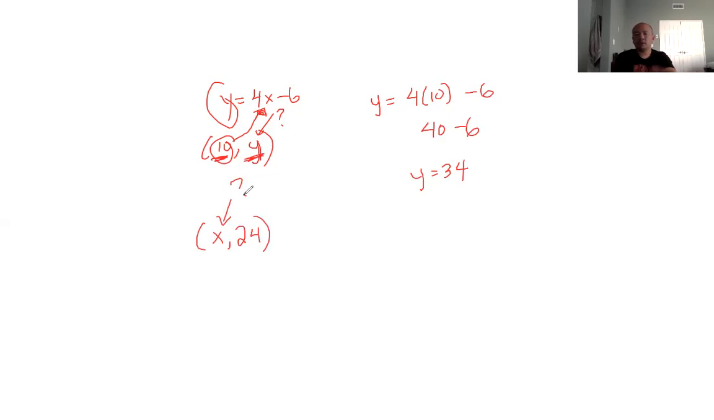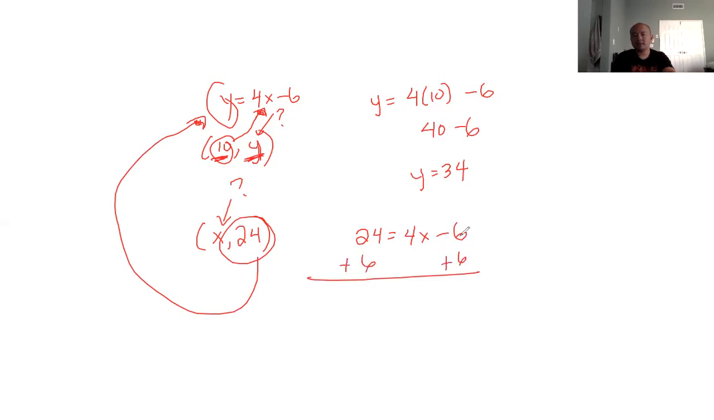Okay, well, all you do is you plug in the 24 into this equation. 24 is equal to 4x minus 6. You add the 6 to both sides. So it would be what? 30 is equal to 4x. You divide by 4. So this is going to be a fraction. X is equal to 7 1/2.